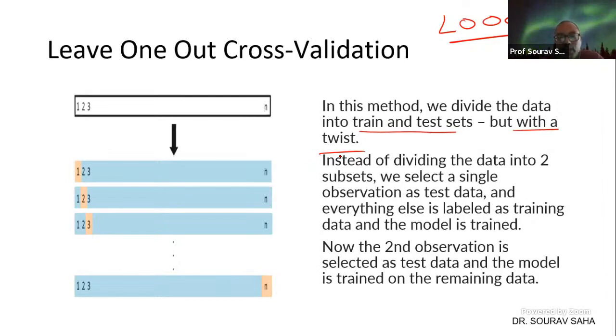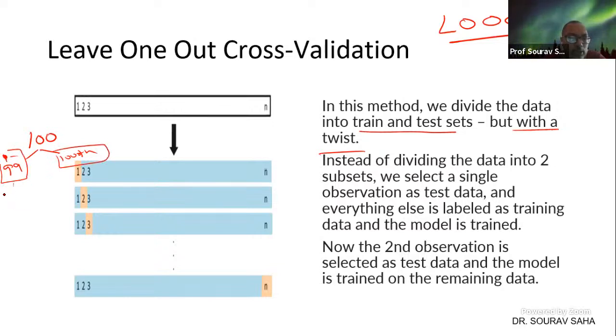So the twist is, let me give you an example. Let's say you have 100 data points. I divide the data points into two parts. One part contains 1 to 99, and the other part contains the 100th. So I train my model on data points 1 to 99, so 99 data points I use for training, and this 100th I use for testing.